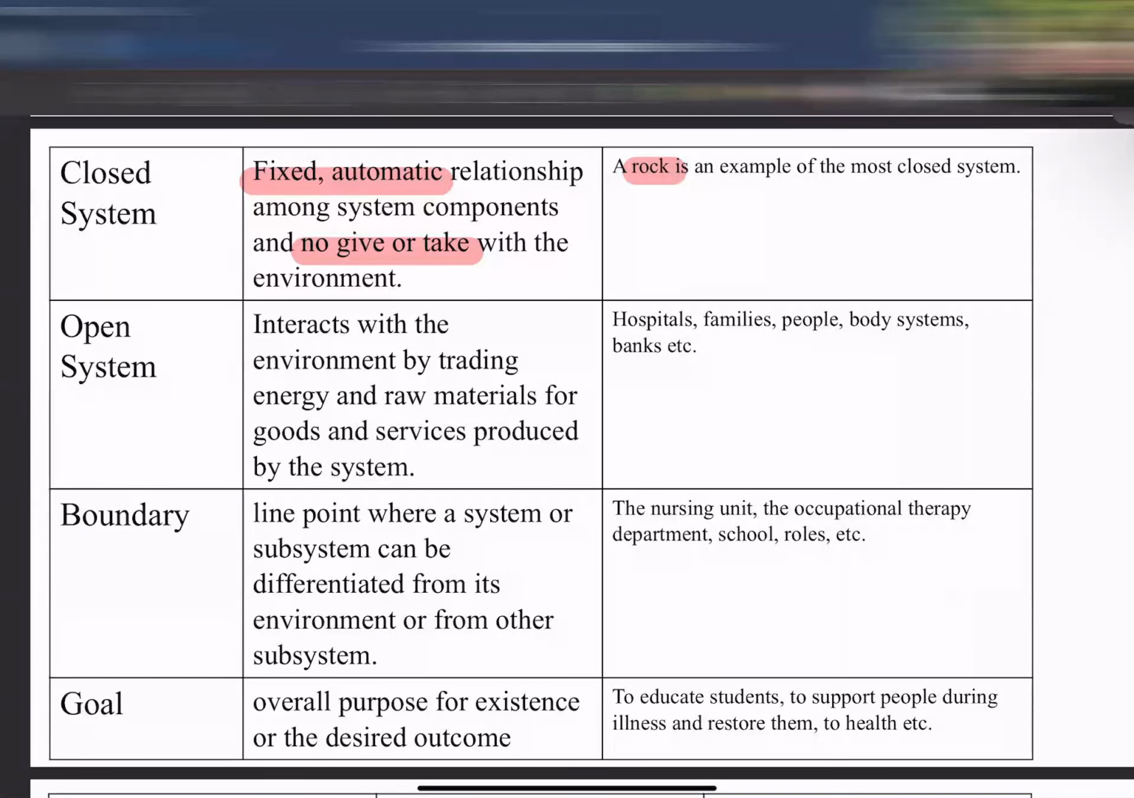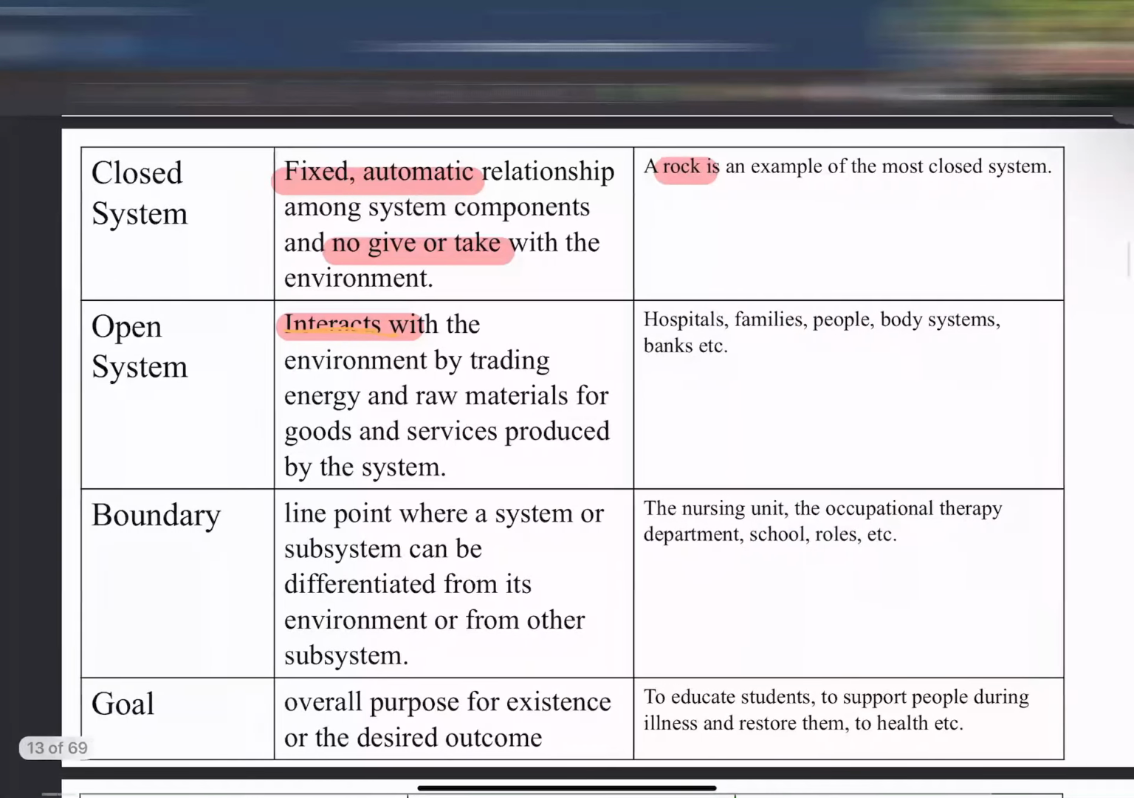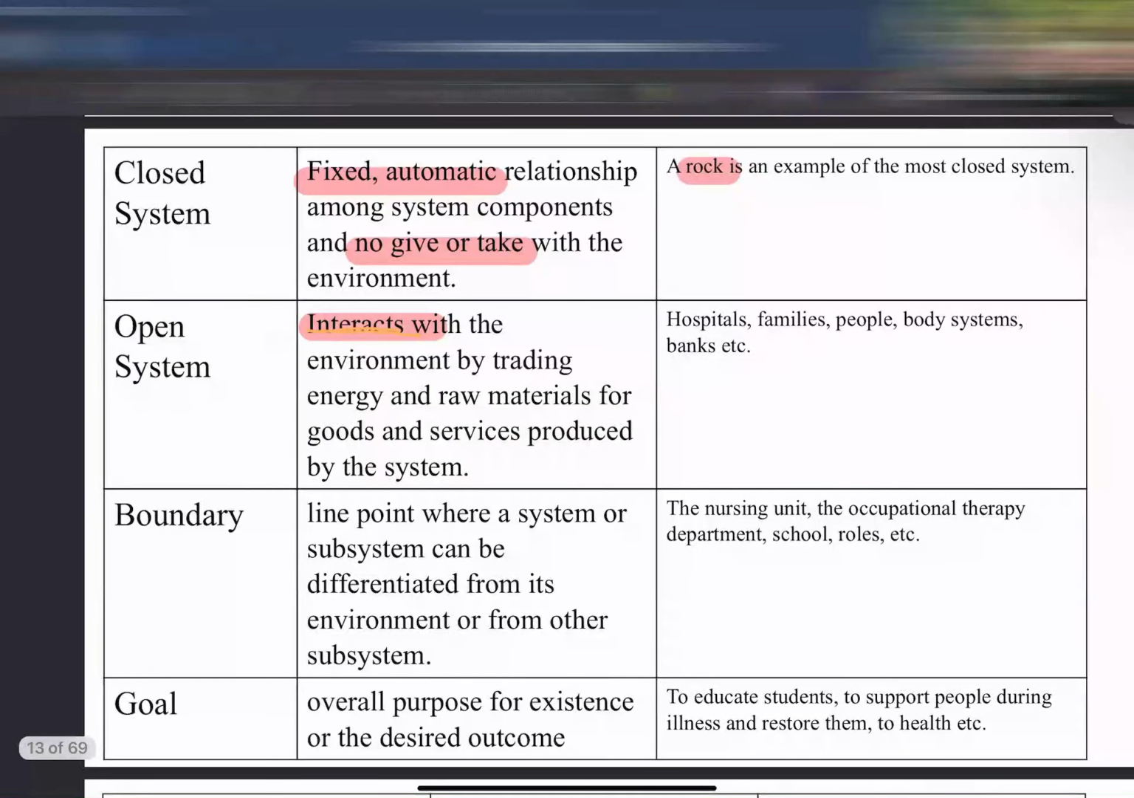Now, look at the open system. The keyword, class, for your open system is interact with the environment, by trading energy and raw materials and services produced by the system. Now, guys, try to think. If you are taking care of your patients, if you are working in the hospital setting, or even if you are working in the community setting, what do you think is the type of system that you will encounter? Will there be closed systems or open systems?